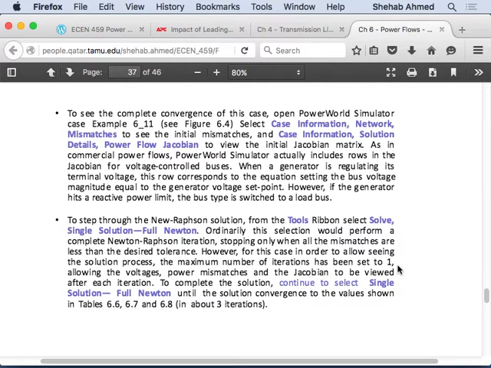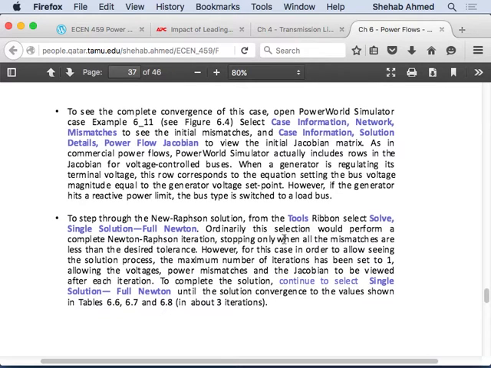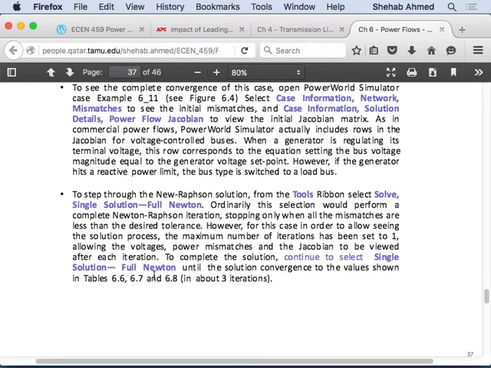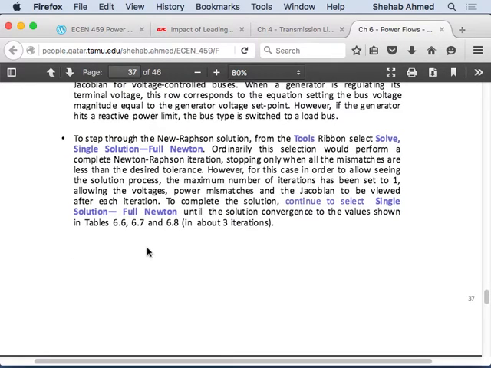In this example, you set the maximum number of iterations that you allow the software to do. How many iterations you allow is up to you. It's set to 1 in this example, and if you continue to do this, solve single solution, it will give you a second iteration, third iteration, fourth iteration. It will give you the exact same values that you would get as a designer of the system, or if you solve it manually, right?